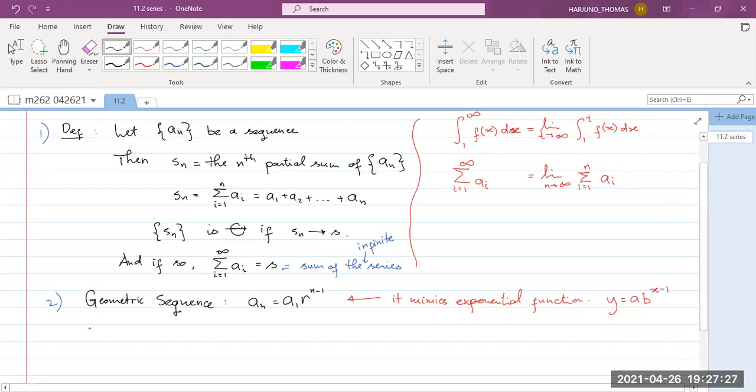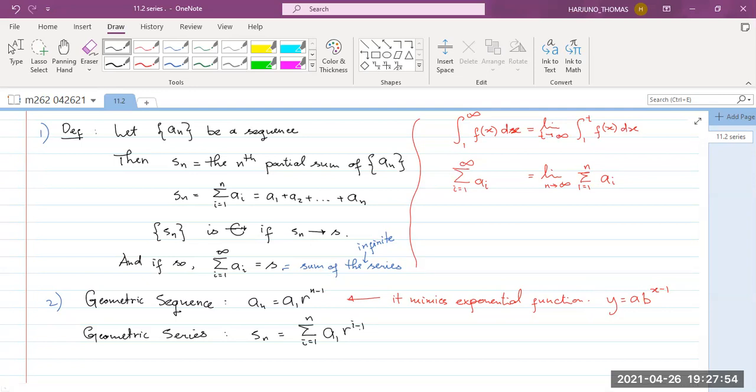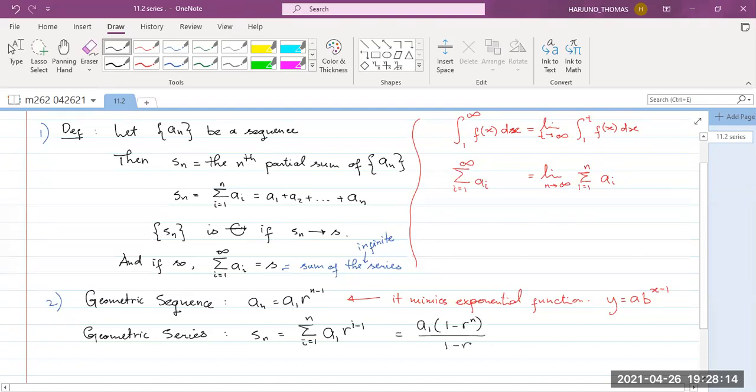Now, the geometric series is the nth partial sum, that's the sum from 1 to n of a sub 1 r to the i minus 1. The r here is the common ratio. And this is equal to the first term times 1 minus r to the n over 1 minus r. Okay, that's the geometric series.